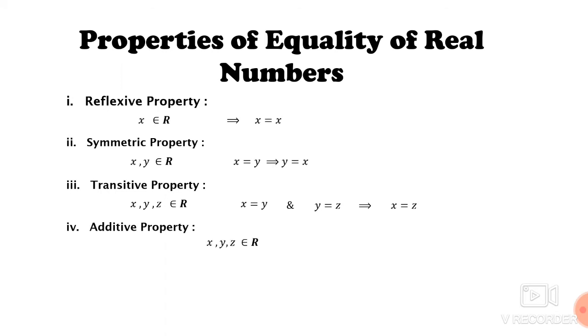Additive property. x, y, z belong to real numbers and x is equal to y. If we add z with x and y, both the sides remain the same. This is the right addition because we have added z on the right side. When two things are equal and we are adding the same thing with both of these numbers, the answers will remain equal. If we add the number to the left side, it will be called left addition.